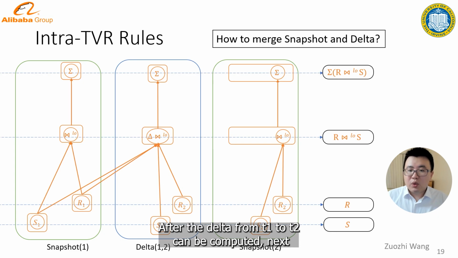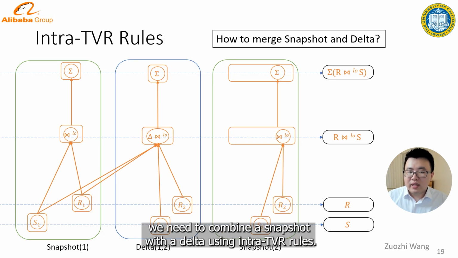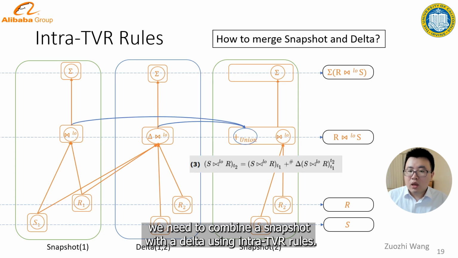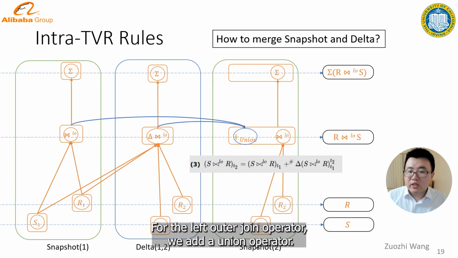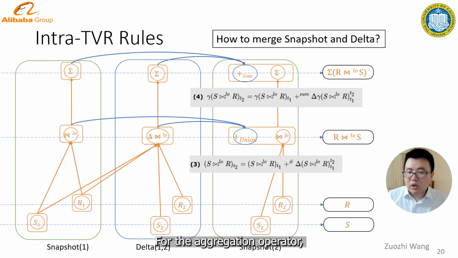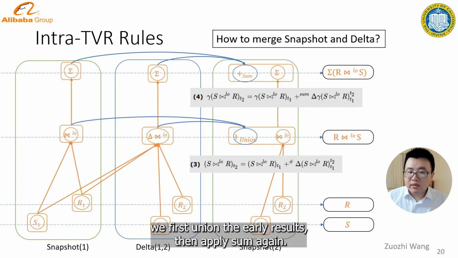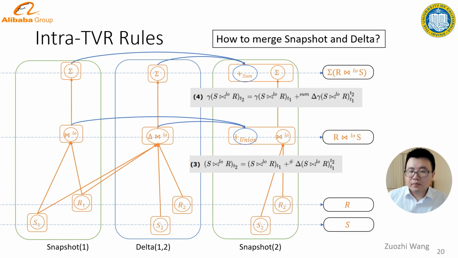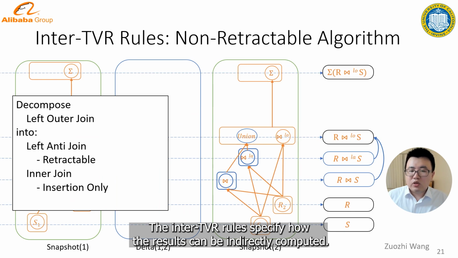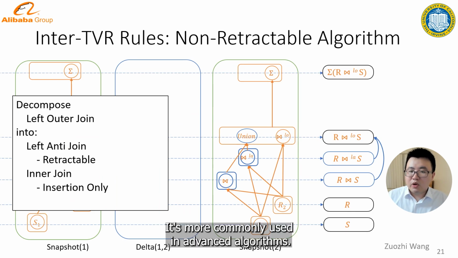After the delta from T1 to T2 is computed, next we need to combine a snapshot with a delta using intra-TVR rules. For the left outer join operator, we add a union operator. For the aggregation operator, we first union the earlier results, then apply sum again. The inter-TVR rules specify how the results can be indirectly computed. It's more commonly used in advanced algorithms.